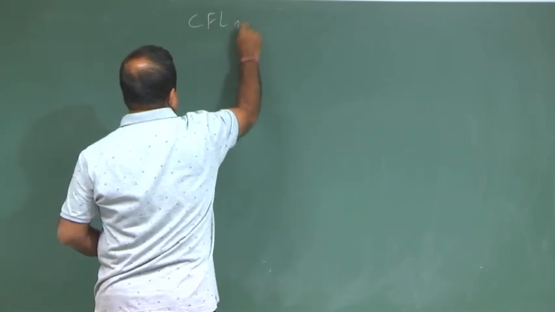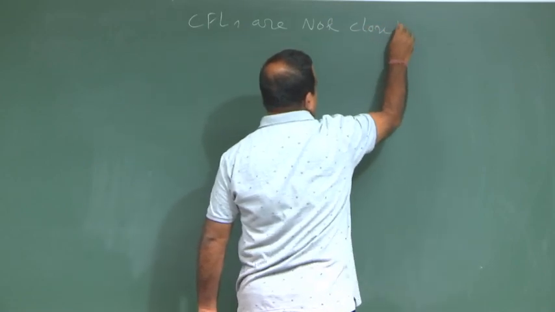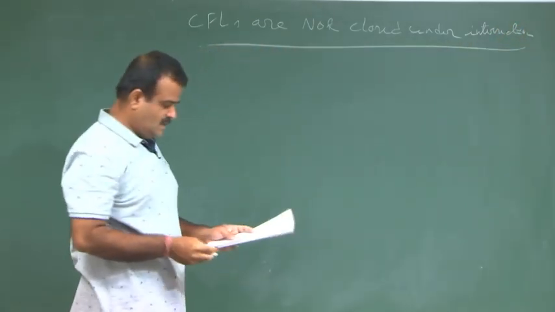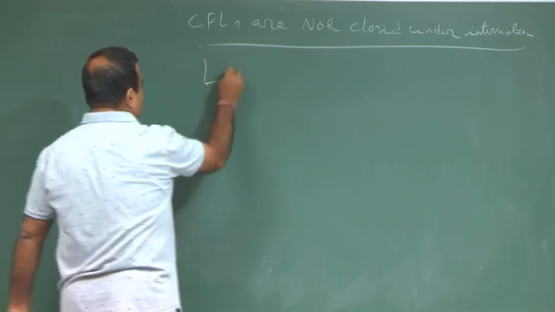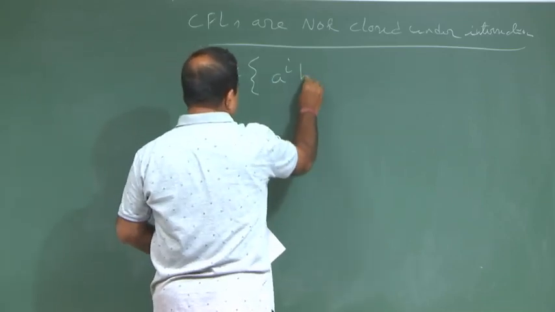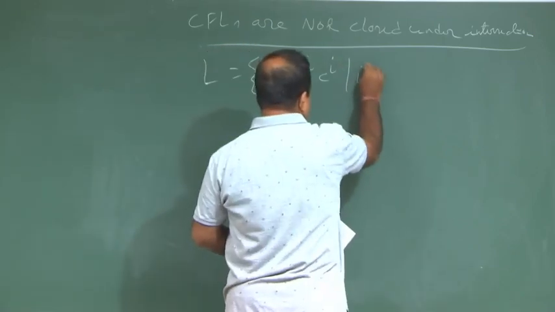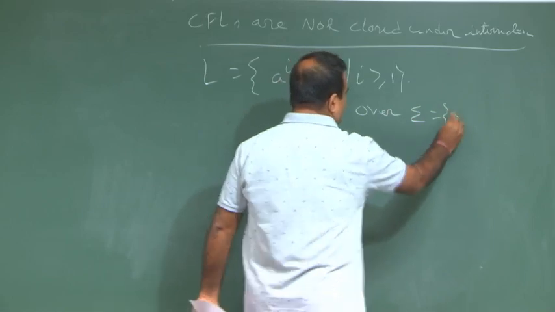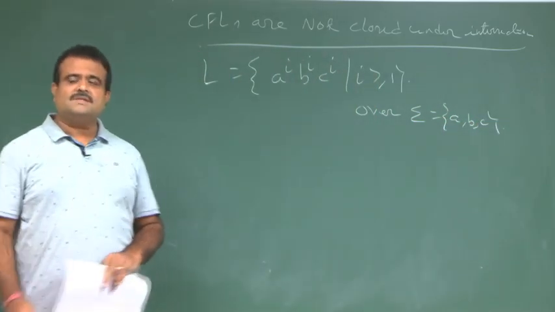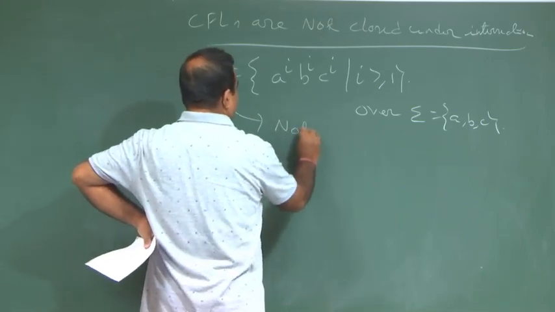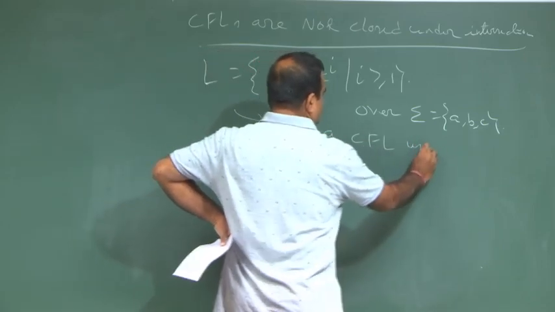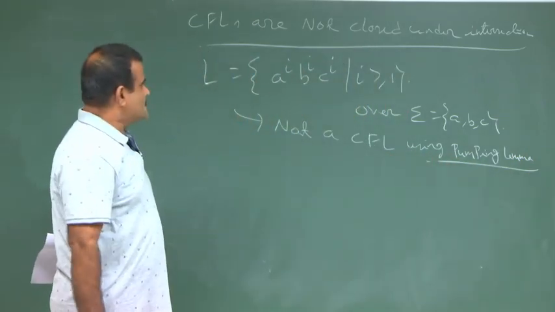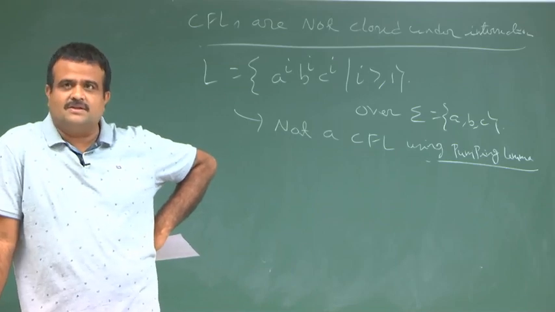So CFLs are not closed under intersection. For that we take a language L, a to the power i, b to the power i, c to the power i, where i is greater than 1. This is a language over the alphabet sigma equal to a, b, c. Now, we can show this language is not a CFL using the pumping lemma. Using this we can easily verify. Okay. So this property we will use, so the intersection is not a CFL.